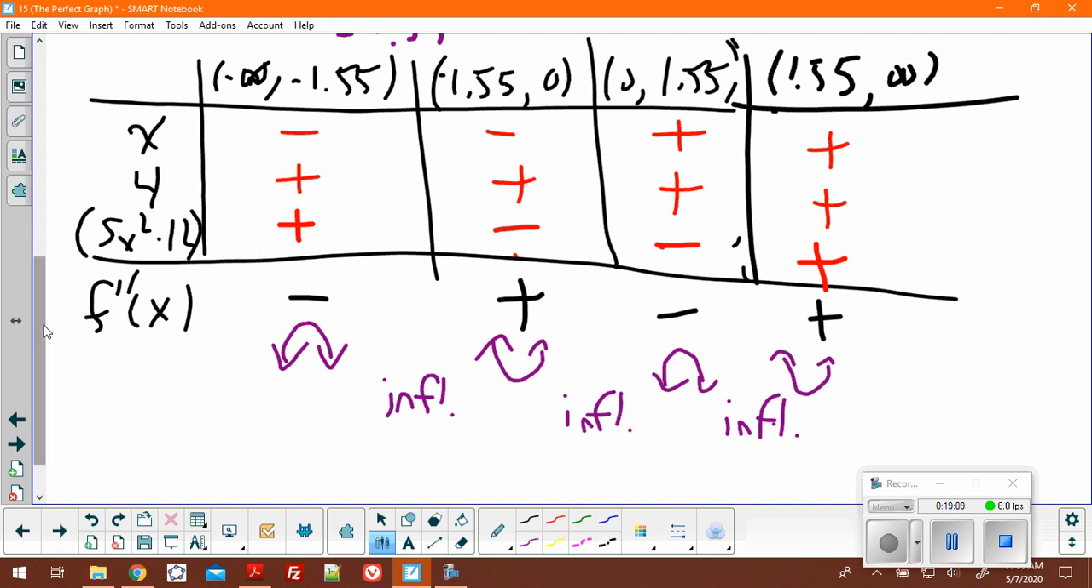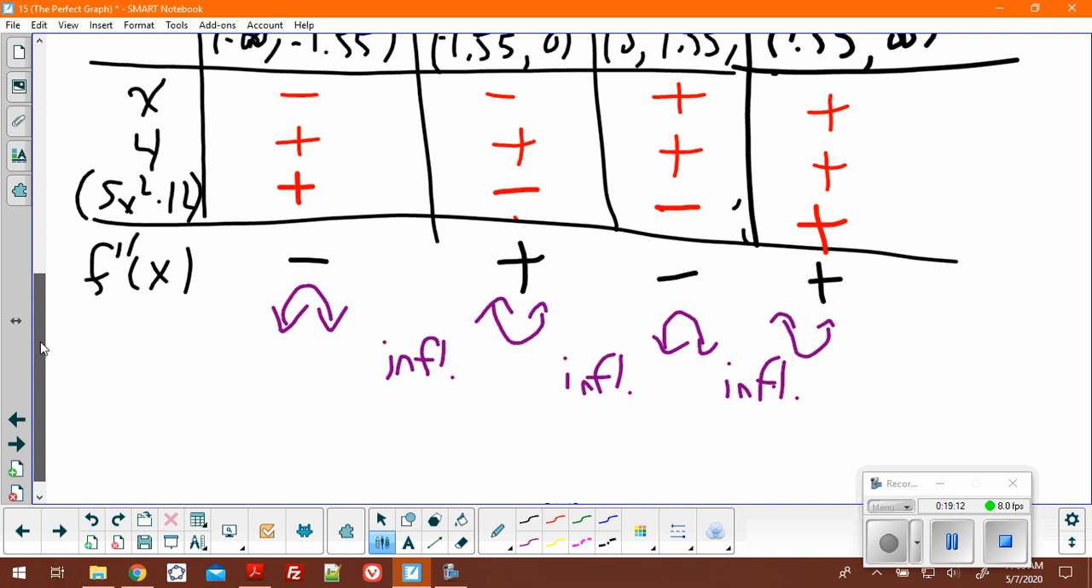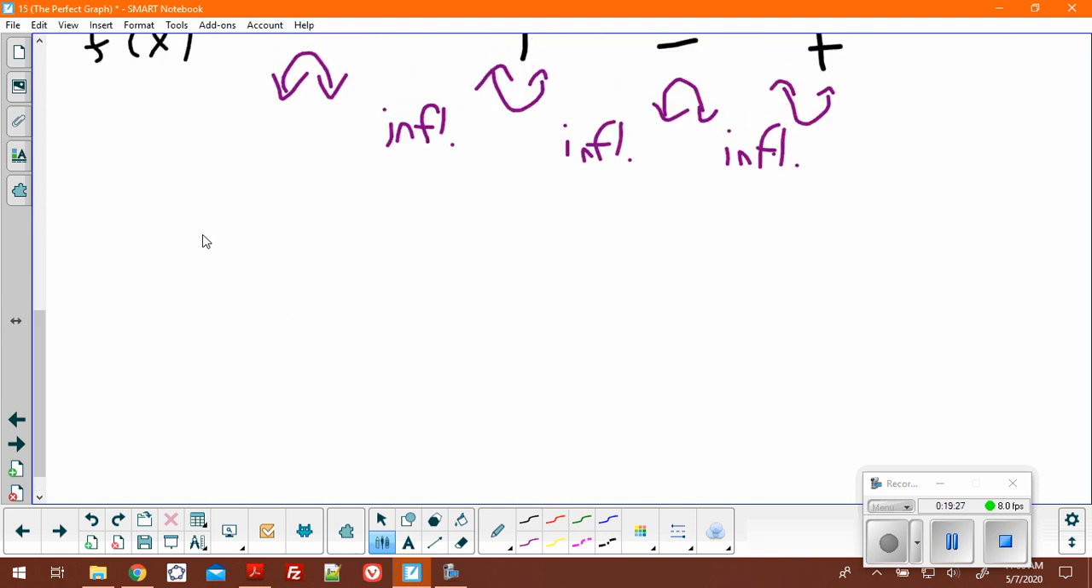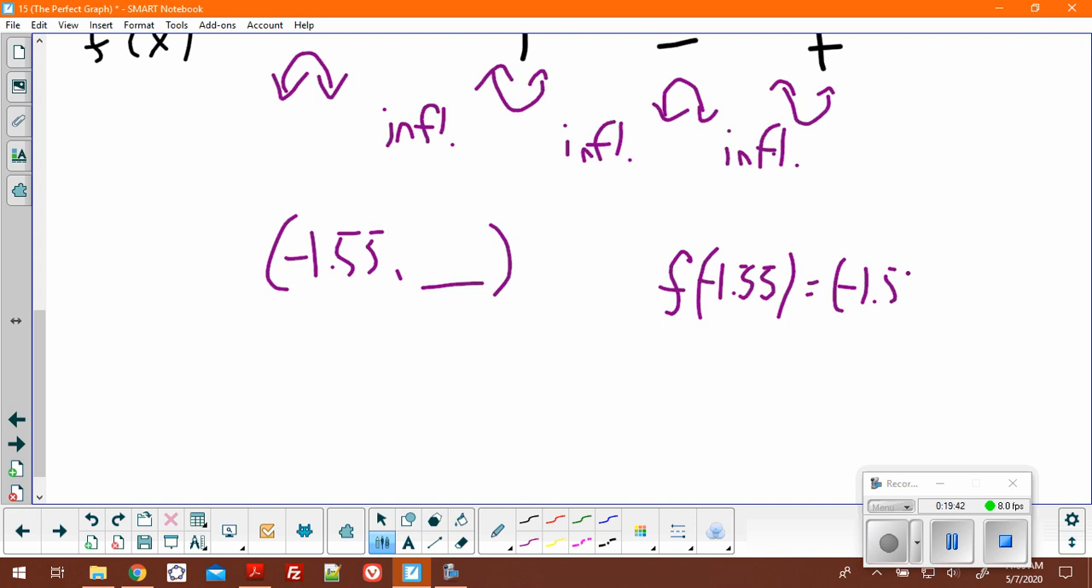Now speaking of points, before I can make this graph, I'm going to have to actually figure out what all these points are. So I'm just going to do one example while I'm here to show you what I mean. One of my inflection points is at negative 1.55. So I know there's an inflection point at negative 1.55 and something. How do I get to something? Well, I have to go back to my original function, f of x, and plug in negative 1.55. So negative 1.55 to the fifth, minus 8 times negative 1.55 cubed, plus 16 times negative 1.55.